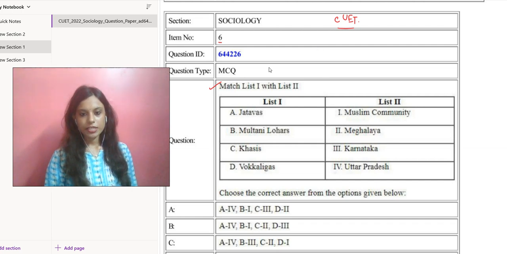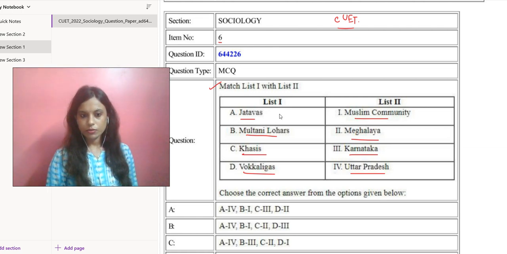Coming to the very first question, it says Jatavas, list 1, Multani Lohars, Khasis, then Vokaligas. And on the other hand, list 2 says Muslim community, Meghalaya, Karnataka, and UP. So we are going to match them with Jatavas.